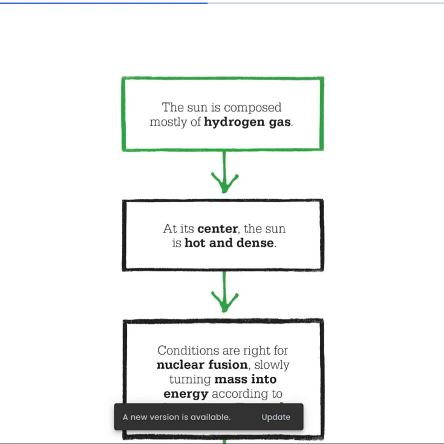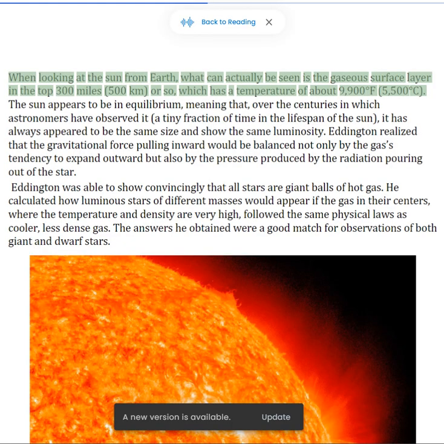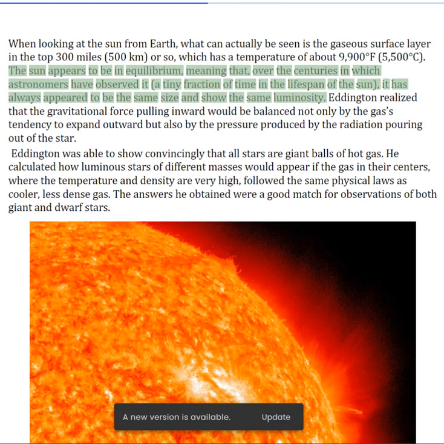A stable sun. When looking at the Sun from Earth, what can actually be seen is the gaseous surface layer in the top 300 miles or so, which has a temperature of about 9,900 degrees Fahrenheit. The Sun appears to be in equilibrium, meaning that, over the centuries in which astronomers have observed it, it has always appeared to be the same size and show the same luminosity.